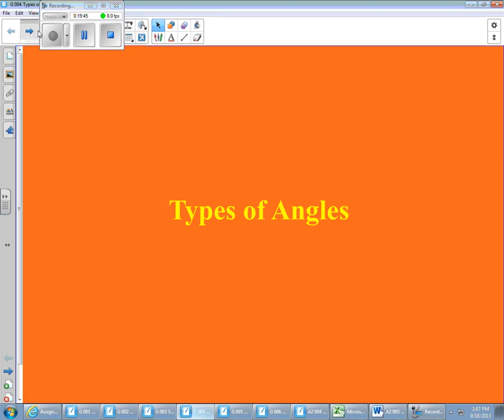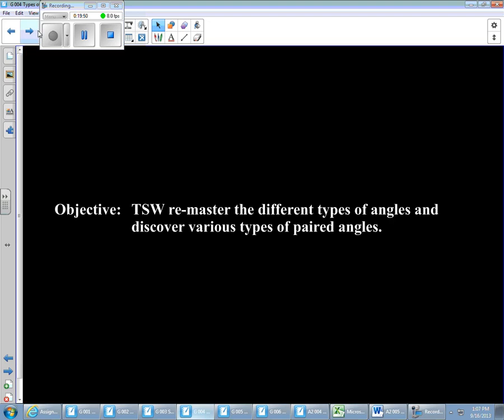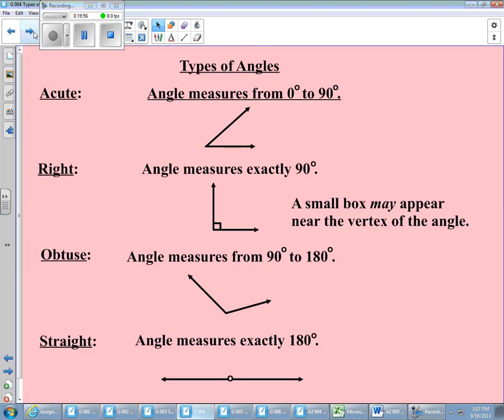Okay, the next one we looked at was types of angles. About half of this was entirely junior high type review. The other half was more new to us. The student will remaster the different types of angles and discover various types of paired angles.